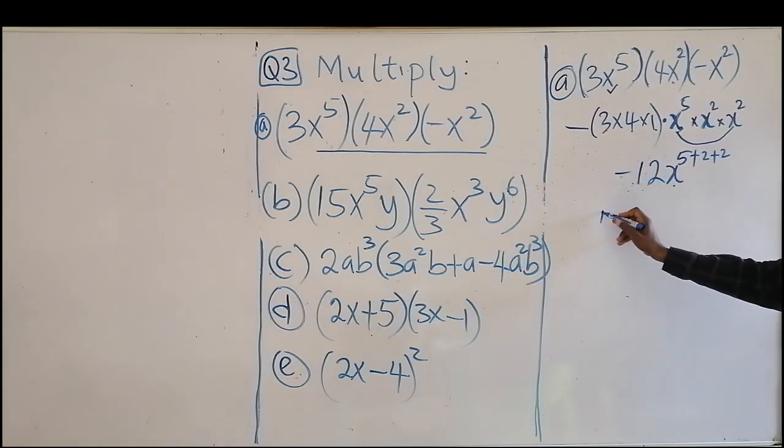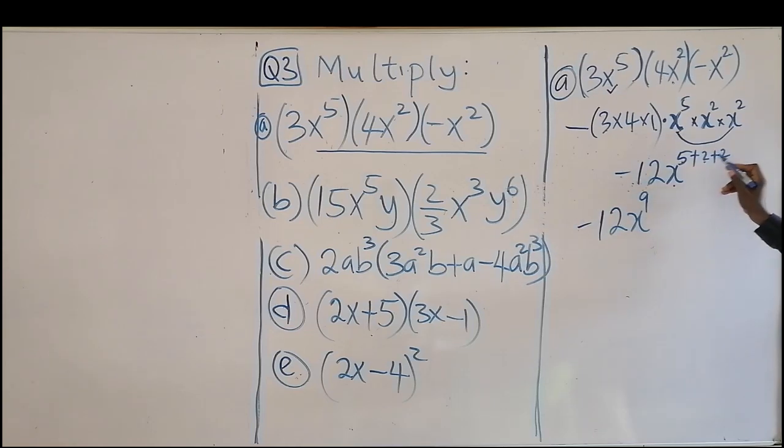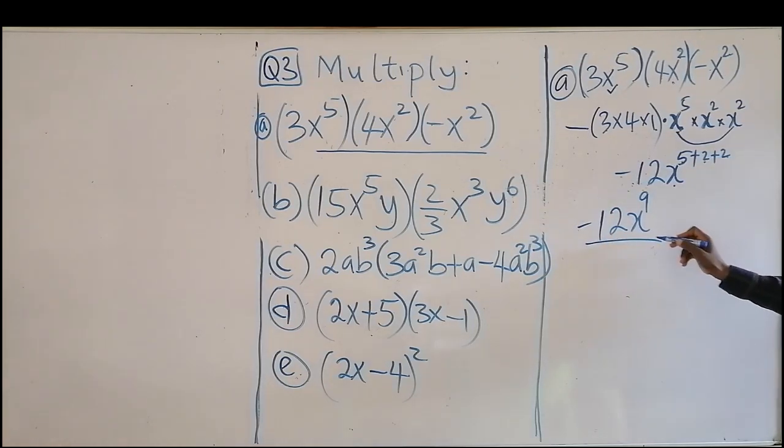So the final conclusion for this one will be what? Will be minus 12 x to the power 9. 5 plus 2, that's 7, plus 2, that's 9. And that finished that question.